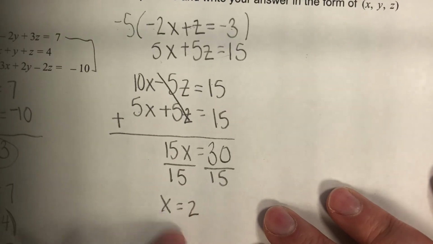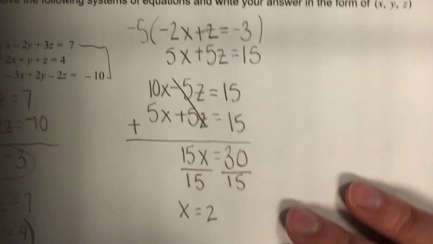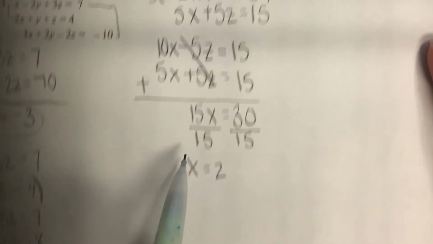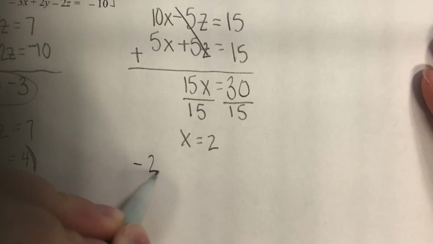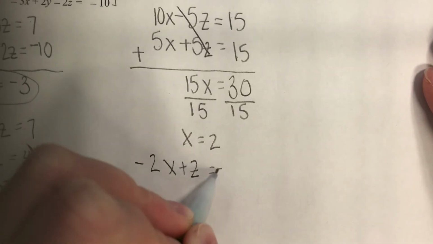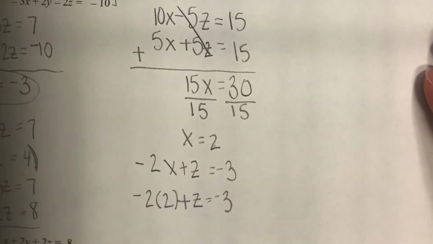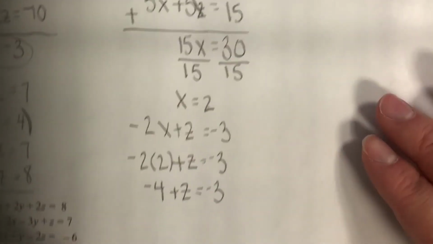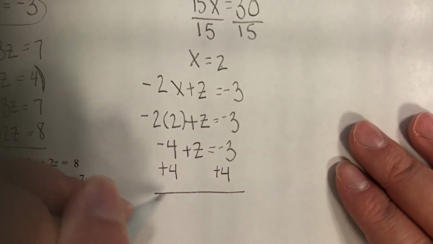Once you get your first variable, it's going to be quick after this. All this work, the front loading of work, tons of stuff you had to do, it is all going to pay off very quickly. So take this x and plug it into one of these equations. I'm going to do the first one. Negative 2x plus z equals negative 3. So negative 2 times 2, because that comes from here, plus z equals negative 3. Negative 4 plus z equals negative 3. And then add 4 to both sides. So z equals 1.